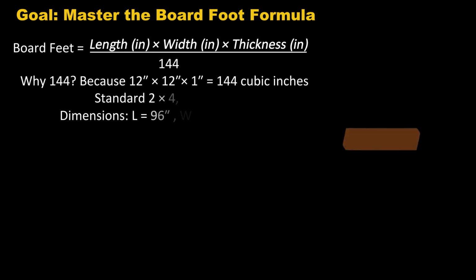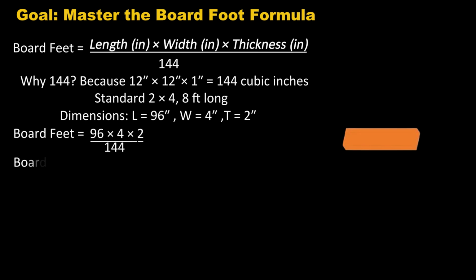Let's look at a common example, a standard 2x4 that is 8 feet long. First, we need all dimensions in inches. 8 feet becomes 96 inches. When we multiply 96 by 4 and then by 2, we get 768 cubic inches. Dividing that by 144 gives us approximately 5.33 board feet.